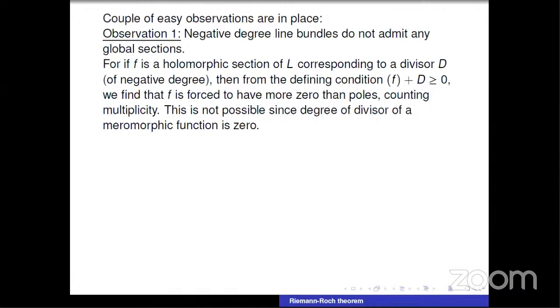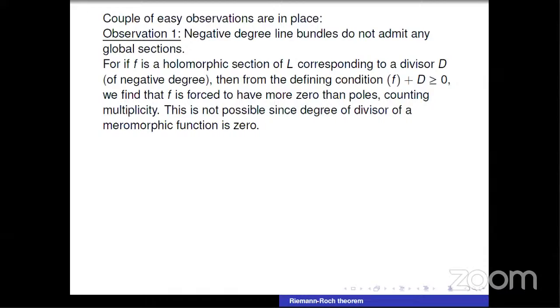Now, a couple of easy observations are in place. So first observation, negative degree line bundles do not admit any global sections. The reason is simple, because if F is a holomorphic section of L corresponding to a divisor D, which is of negative degree, then from the defining condition, divisor of F plus D is greater than or equal to 0, we find that F is forced to have more zeros than poles, counting multiplicity. This is not possible since the degree of the divisor of a meromorphic function is 0.